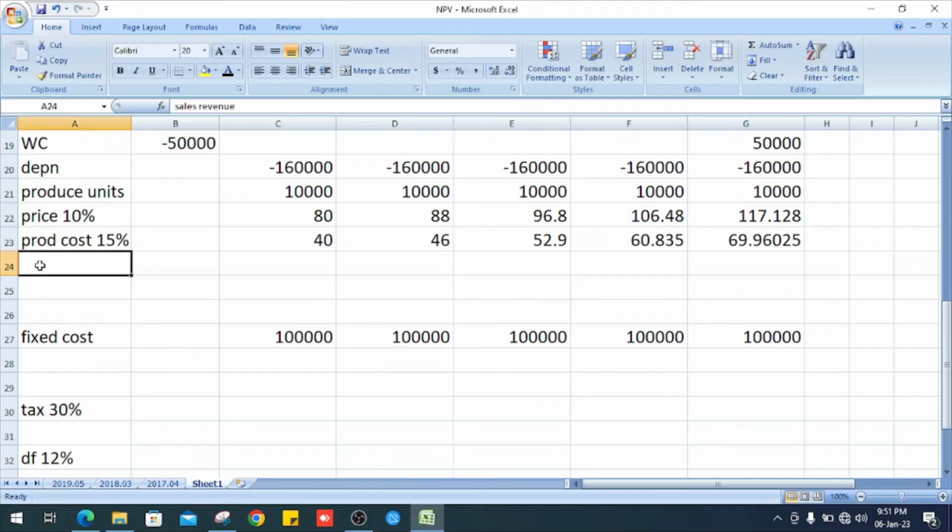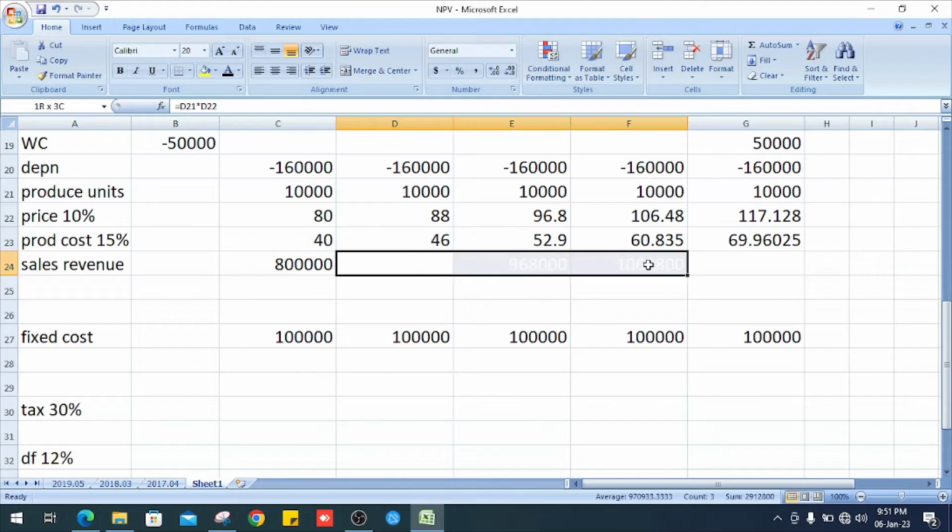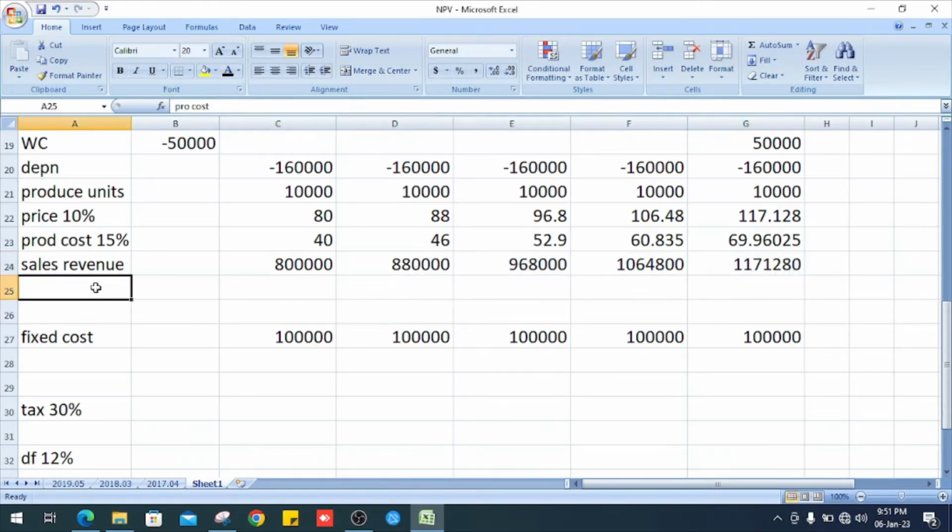Next we can get the sales revenue. How do we get the sales revenue? The production units into our price. The first one, price is 80, production unit is 10,000. So 80 into 10,000, it is 800,000. Likewise, calculate the value.